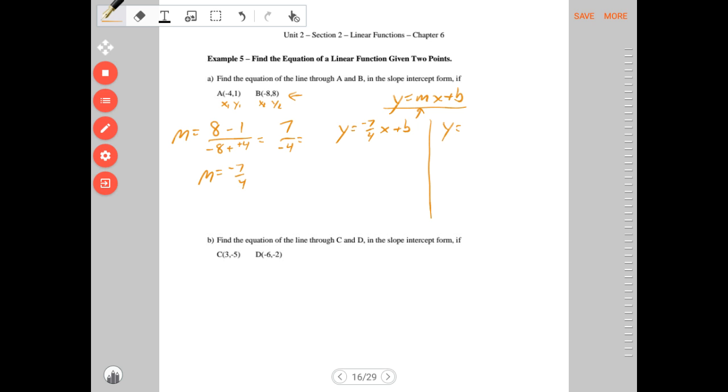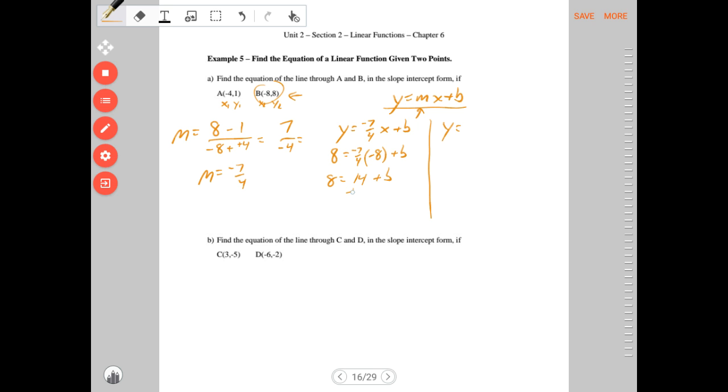Okay, so I'm going to start with B. So the y coordinate is 8. So that's going to be negative 7/4 is the slope. The x coordinate is negative 8 plus b. Oh, look, see, there's only one variable now, so now you can solve that. So negative 7/4 times negative 8. When you type that into your calculator, that works out to positive 14 plus b.